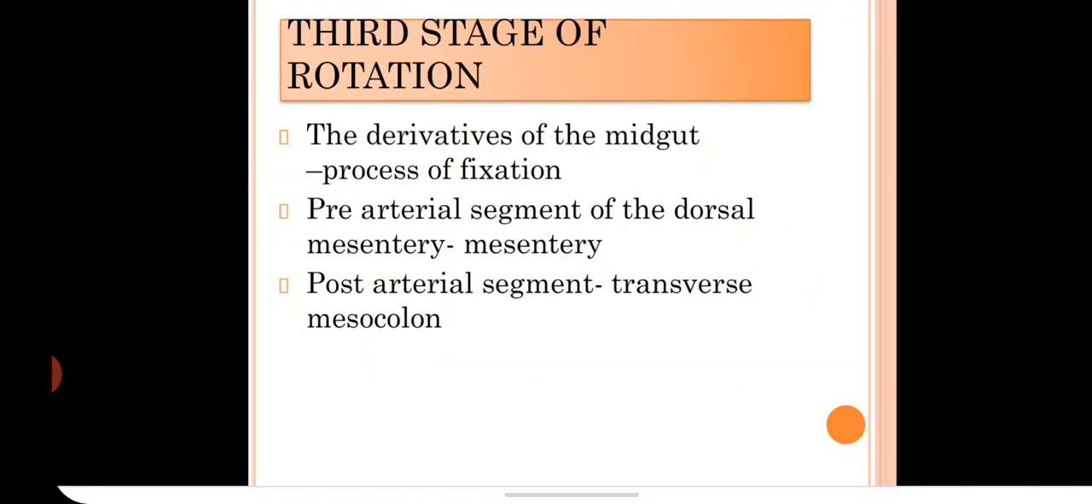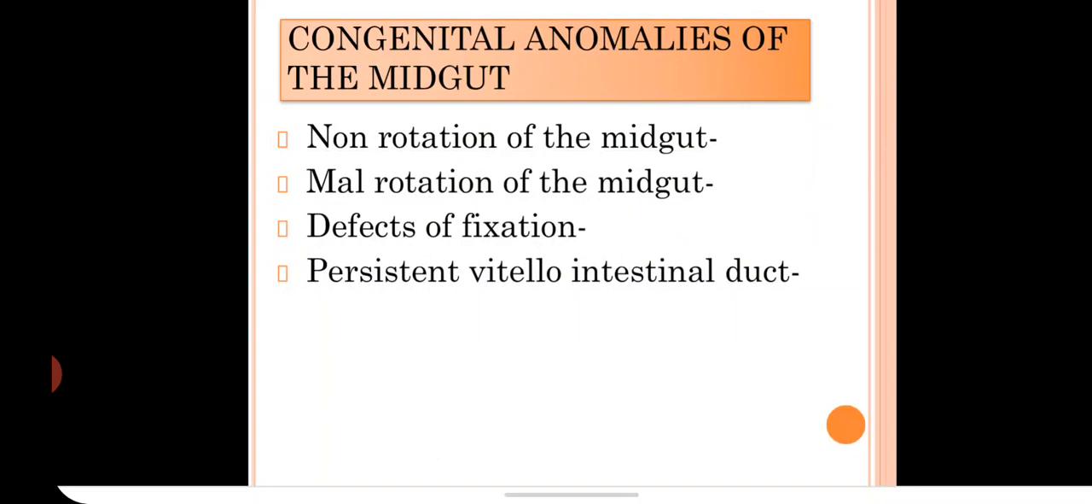The third stage is fixation. What is fixation? In embryology, if any part of this gut is losing its mesentery, it will be called fixation. So the remaining parts of the mesentery are lost except the transverse mesocolon and the mesentery of the small intestines. So this completes the rotation of the midgut, which is an interesting topic.